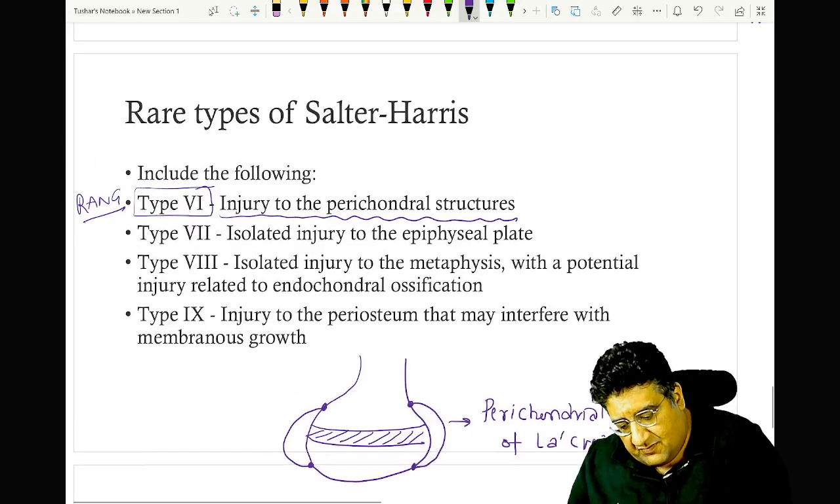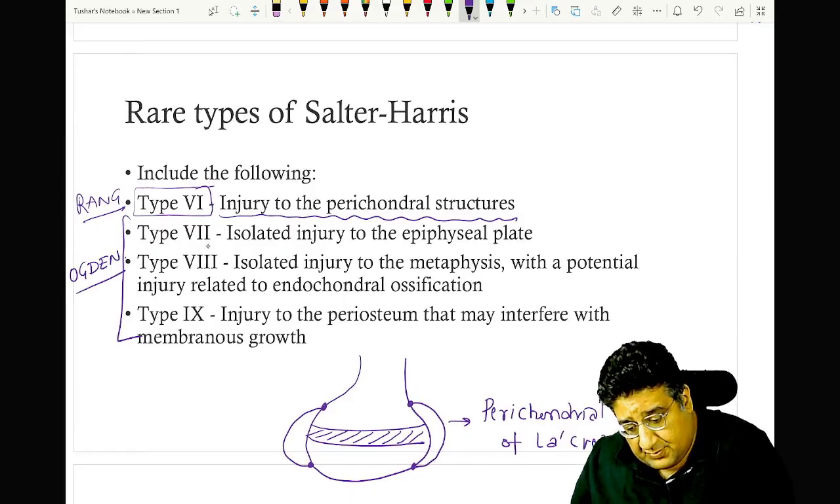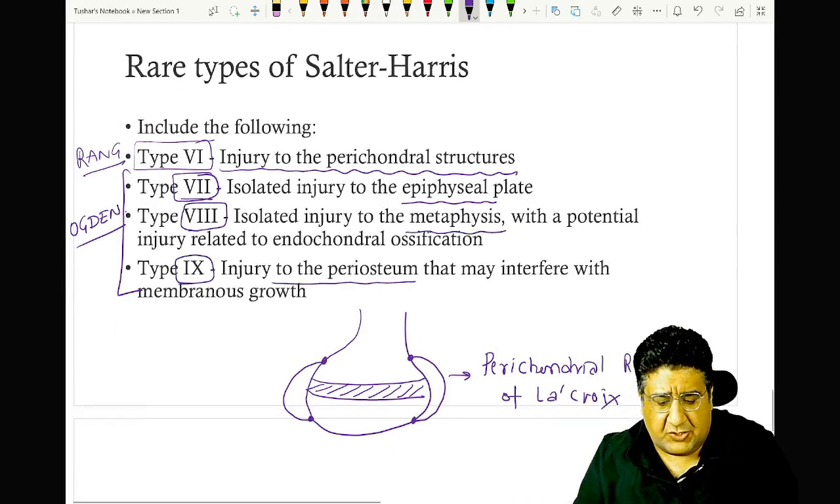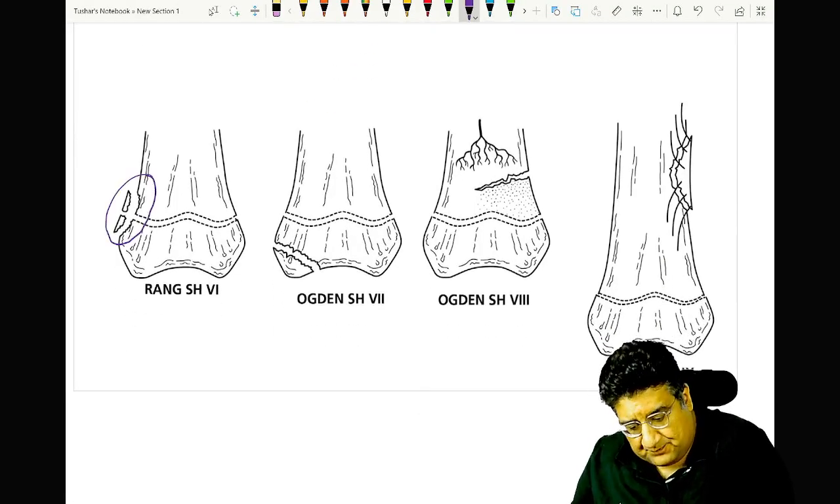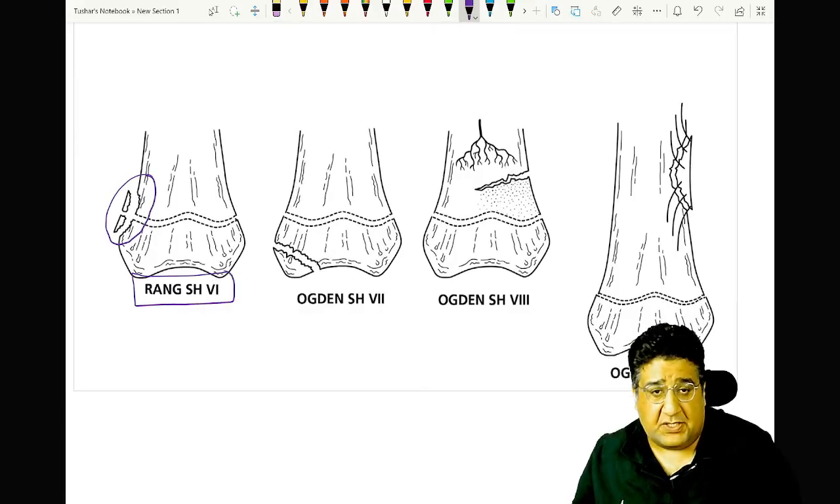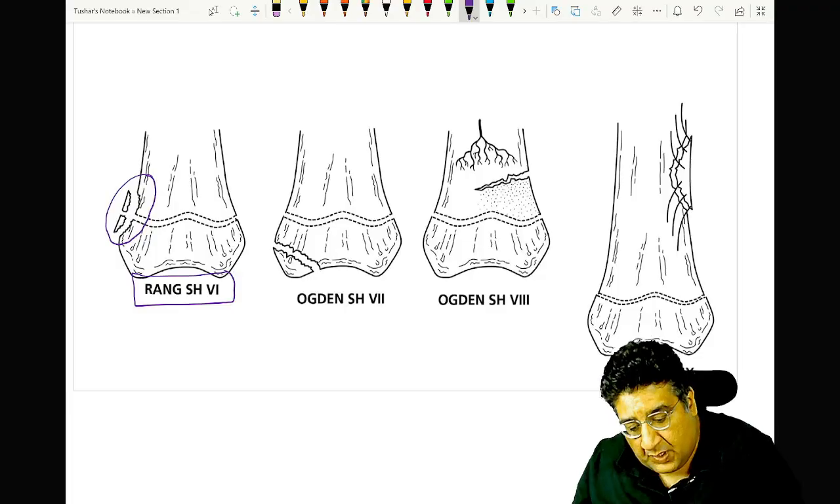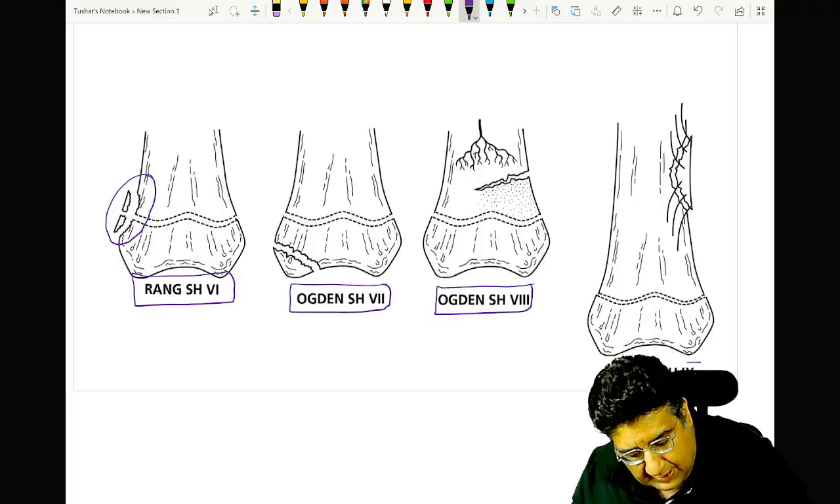Now, type 7, 8, 9 are actually given by this guy called Ogden. Type 7 is nothing but an injury to the epiphysis. 8 is injury to the metaphysis. 9 is injury to the periosteum. Don't worry, I will show you, you will understand everything. So, injury to the perichondrial ring of La Croix is Salter Harris type 6, which was given by Rang. Ogden gave, as I said, 7, 8, and 9.